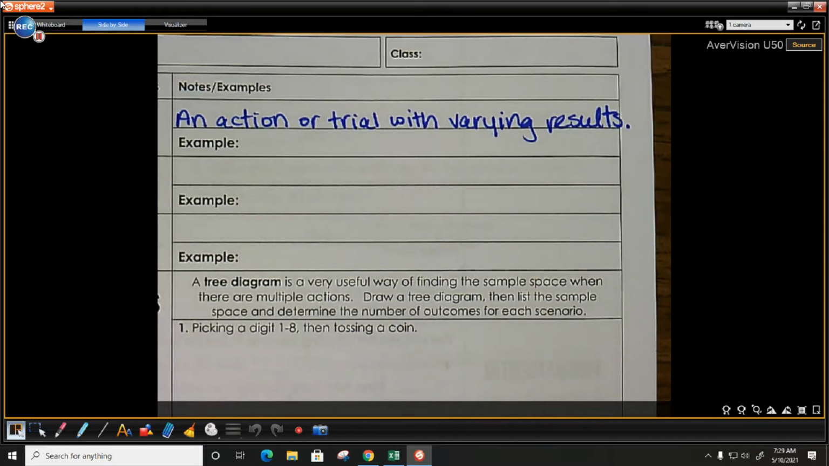What's an example of an experiment? What's an example, though, of it? Rolling a dice, thank you.